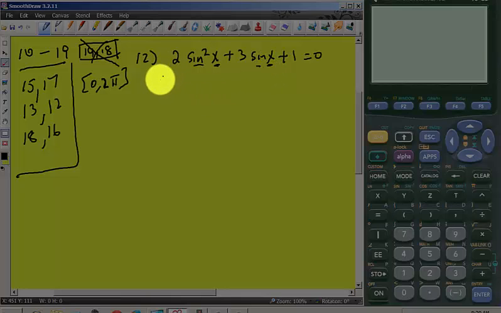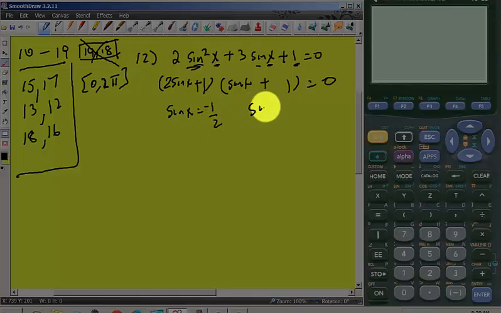Okay. Now we're going to try to factor. And what are factors of that? Which is 2 sine x and sine x. And factors of 1 is 1 and 1. Okay. They both have to be plus. So I'm going to set each factor equal to 0. I get sine of x is equal to negative 1/2. I get sine of x is equal to negative 1. We're in good shape. Factored.